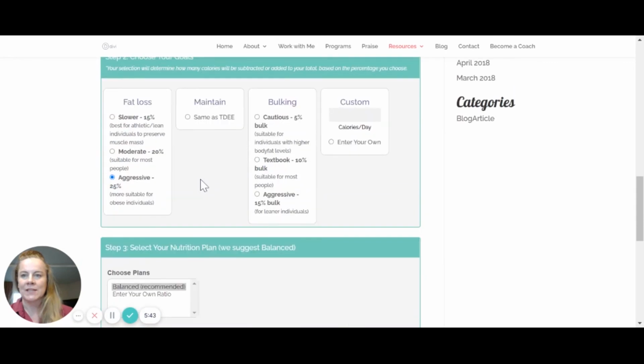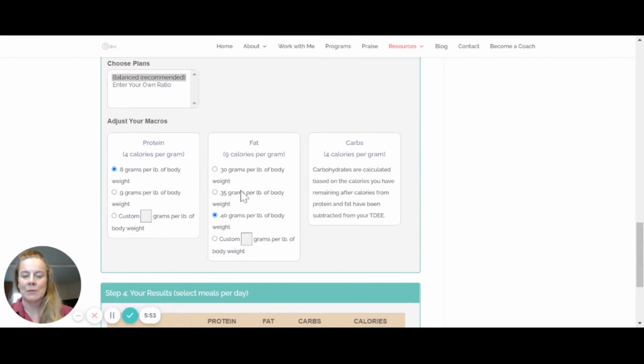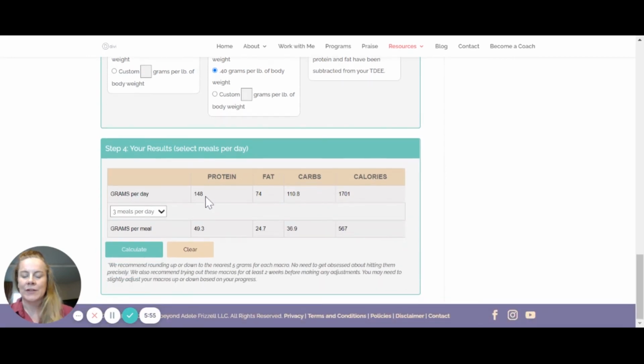All right, so based on an aggressive fat loss plan, eating 0.8 grams of protein per day and 0.4 grams of fat per pound of body weight, we get 148 grams of protein a day, 74 grams of fat, and about 110 carbs, a total of 1,700 calories a day. If you want to eat 3 meals a day, it distributes evenly into this, but you don't have to be perfect.